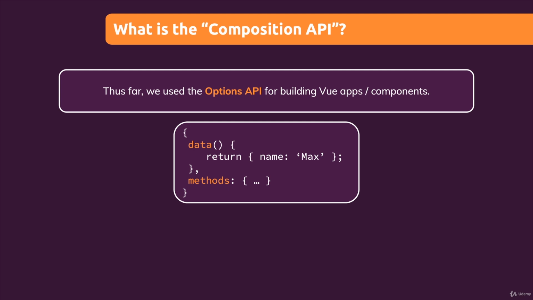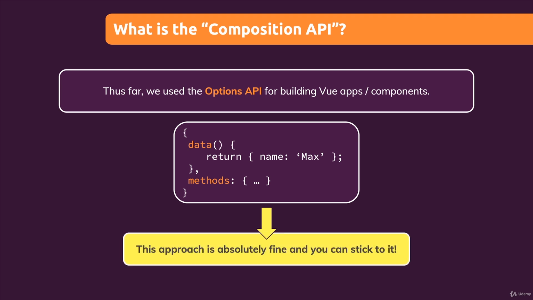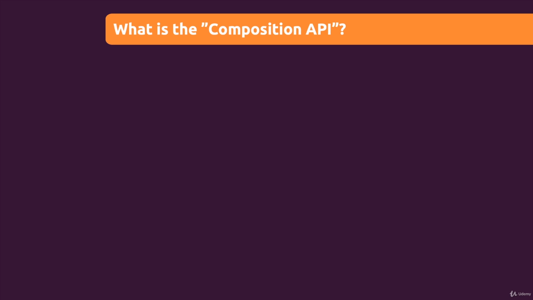You are setting various options in the config object of that Vue instance, of this Vue component. This approach is absolutely fine, it's not going anywhere, and you can stick to it. That's really important to me. But we now got an alternative to that. You can replace data, methods, computed, and watch with a different approach. And that would be the Composition API.